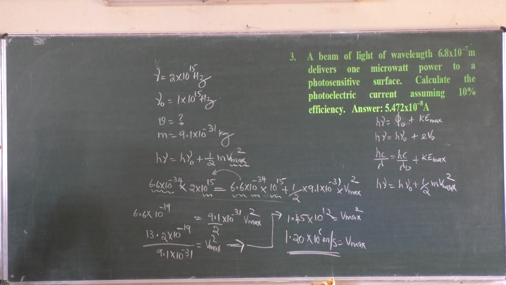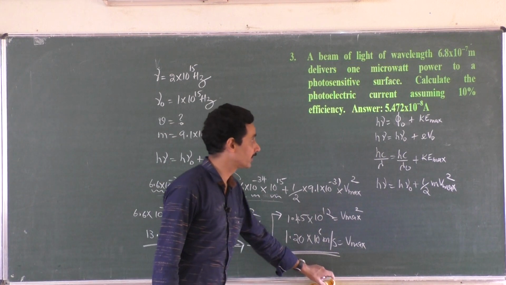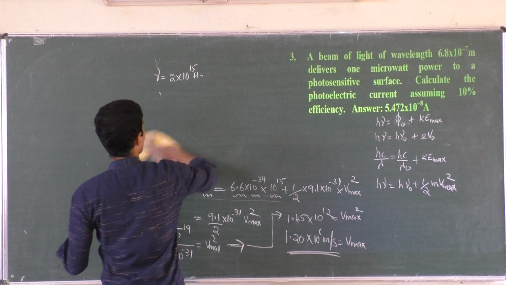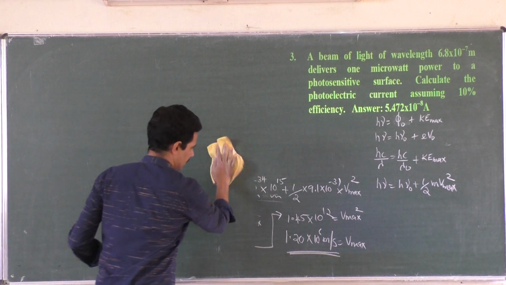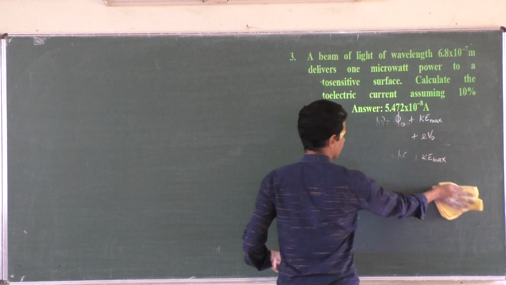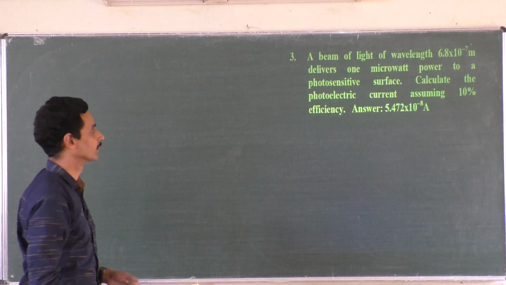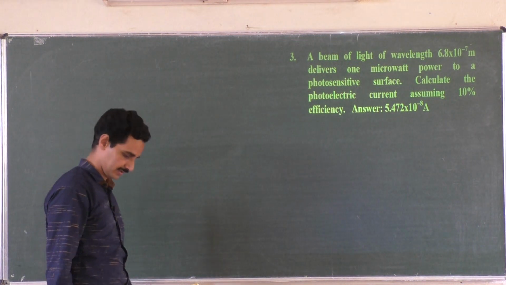A beam of light of wavelength 6.8 into 10 to the power minus 7 meter delivers 1 microwatt of power to a photosensitive surface. Okay, 1 microwatt of power to a photosensitive surface. I'll rub this. Calculate the photoelectric current assuming 10% efficiency.